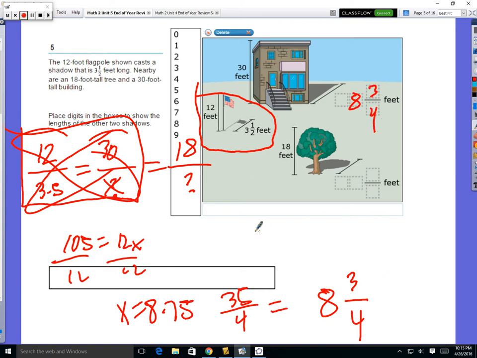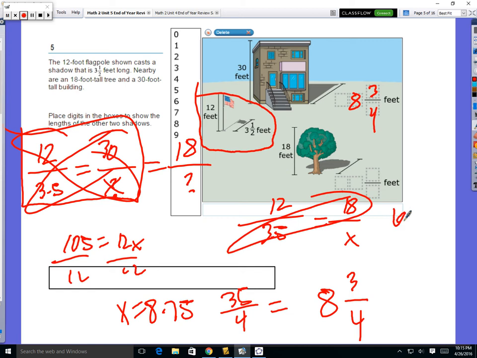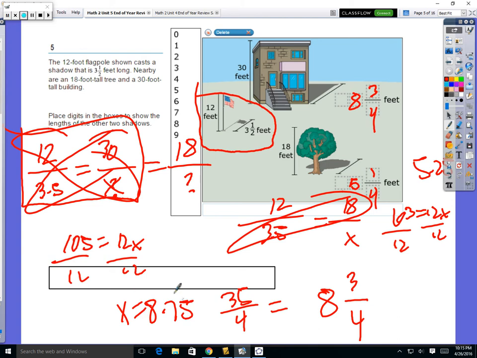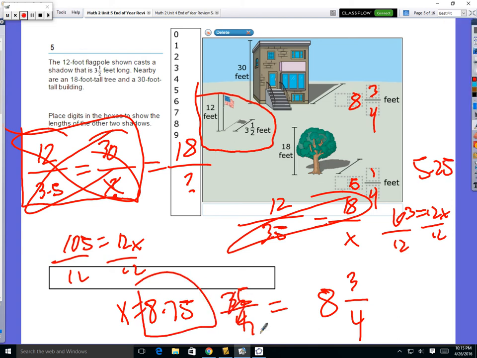And the tree, it's going to be the same thing. 12 is to 3.5 as 18 is to x. Cross multiply 18 times 3.5. 63 equals 12x. Divided by 12, divided by 12. 63 divided by 12. You got 5.25, so that one's not bad. That one's 5 1/4. No, this one was not bad either. That was kind of goofy. 8.75, that's 8 3/4. That's easy.